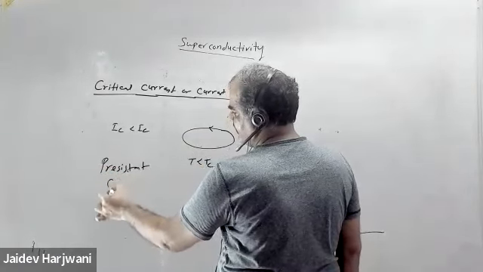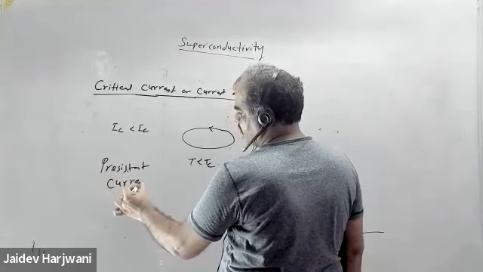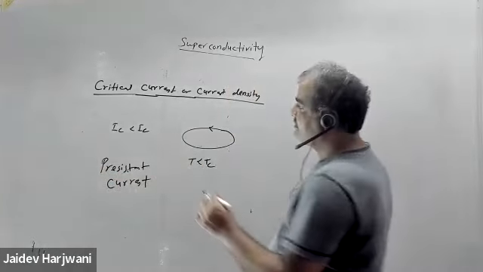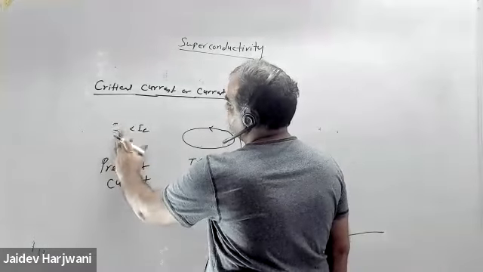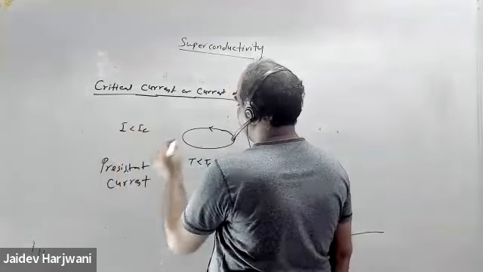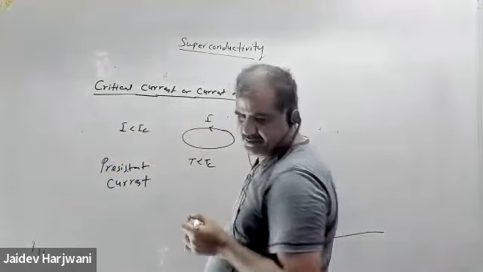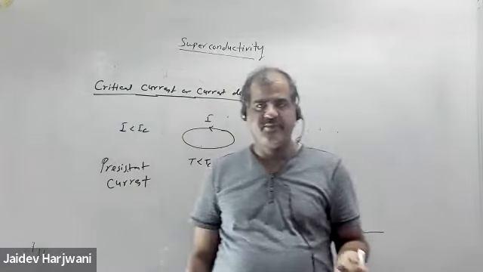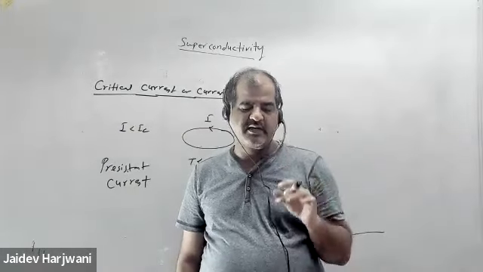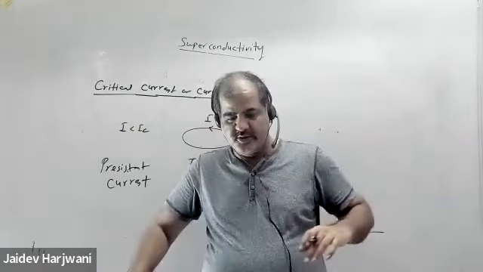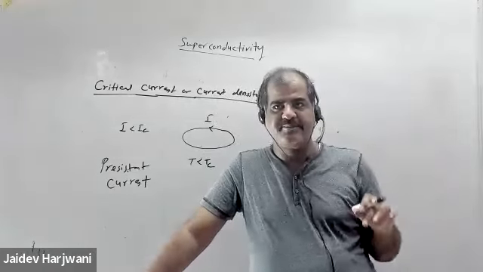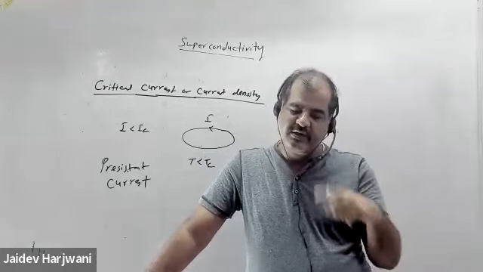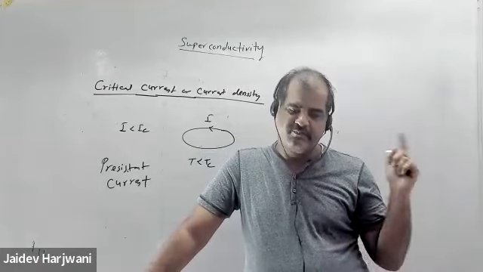So for a current less than Ic, if I flow a current when your material is in the superconducting state, and I am applying a very small current which cannot destroy the superconducting state, then this current will keep on flowing in the loop. That is called your persistent current.